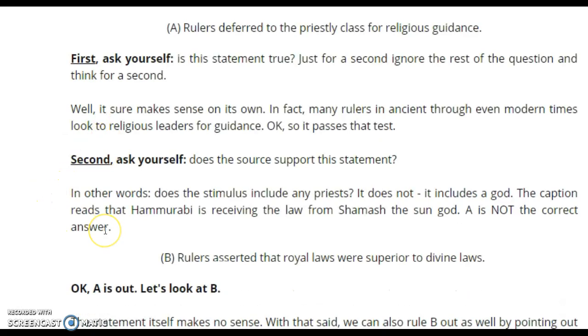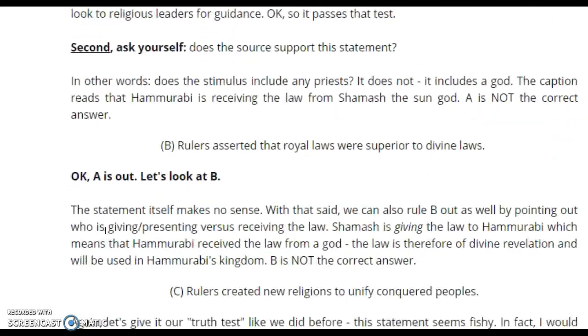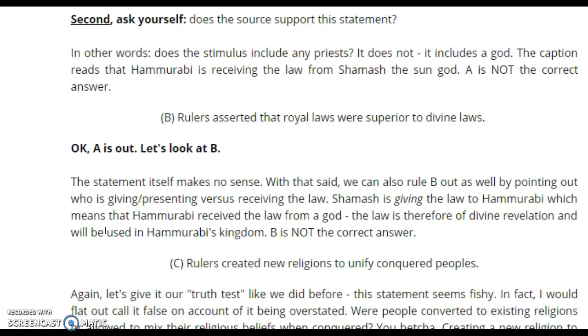So here we are. Second, does the source support the statement? It doesn't, so we can totally cross out A. Okay, so B, rulers asserted that royal laws were superior to divine laws. So let's look at B. The statement itself makes no sense.